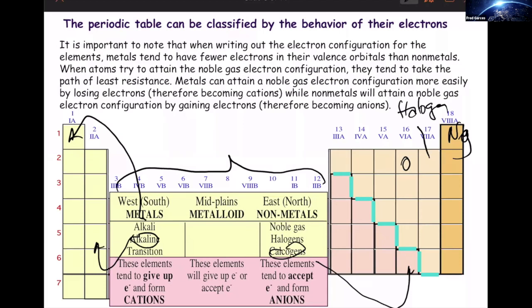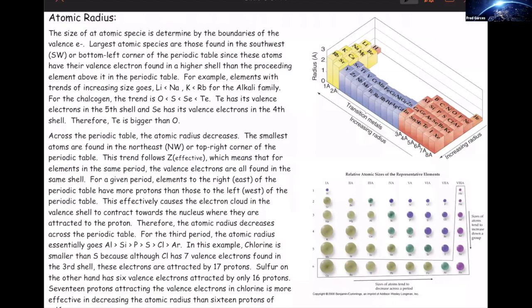Let's take a look at atomic radius. And here you can see that it's exactly what we said. When you go down the periodic table, the atoms become larger. When you go up the periodic table, the atoms become smaller. The reason, again, is because the shells are going to be more towards the bottom of the periodic table. Elements towards the bottom have a greater number of shells that are occupied by electrons.